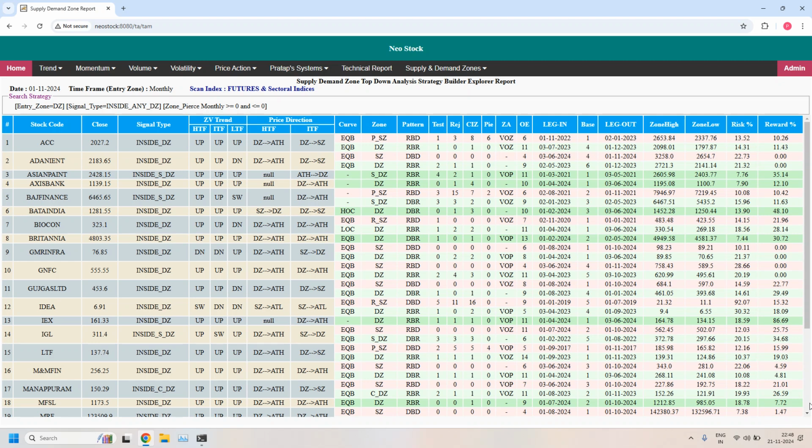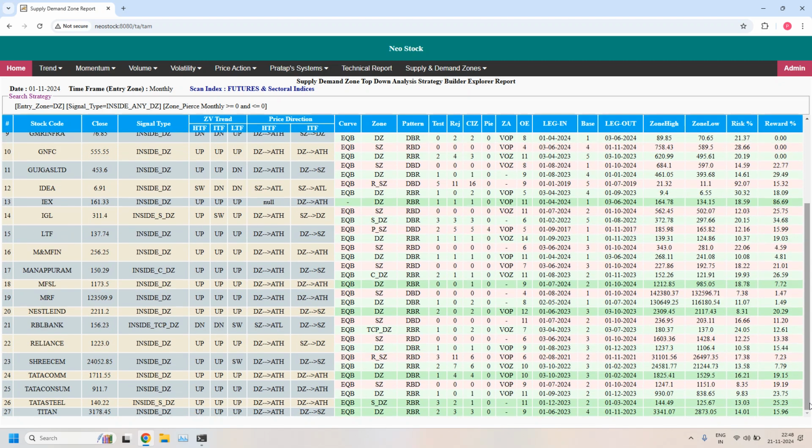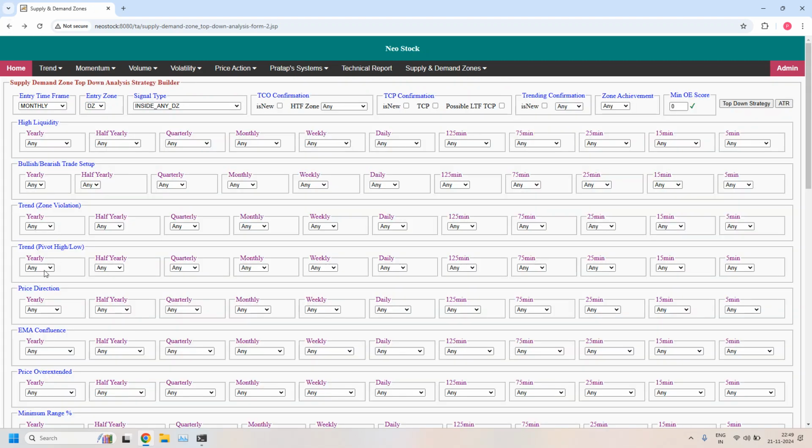I am scrolling the list down. So total 27 stocks are filtered. Out of these 27, there could be some high probability setup zones available based on the EMA Confluence. Let's verify. So in the EMA Confluence at monthly time frame, monthly demand zone having monthly EMA Confluence.